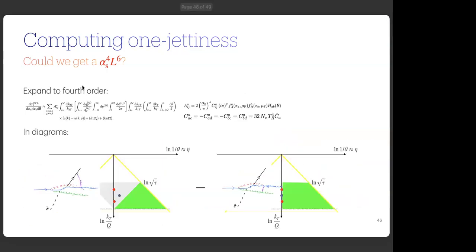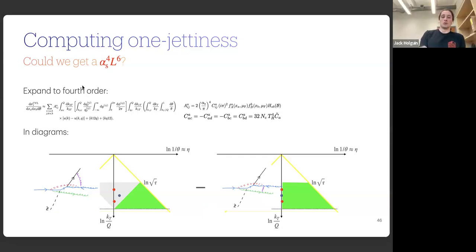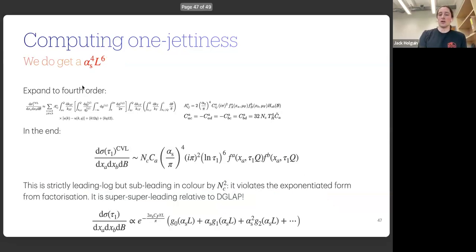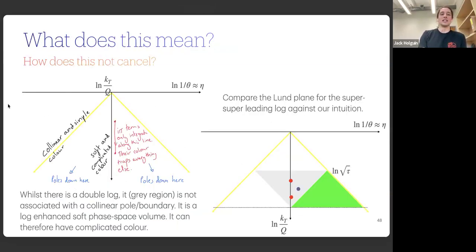Okay, so what does this mean though? You have a log to the 6, but looking at this Lund plane, it is not associated with a 1 over epsilon to the 6. It's still a 1 over epsilon to the 4. It never touches this collinear boundary, and it's shielded from the low boundary on kT by the inclusivity. So PDFs can still be defined, they just have to be defined at the low scale, such as we found on the previous slide, tau Q, not square root tau Q.